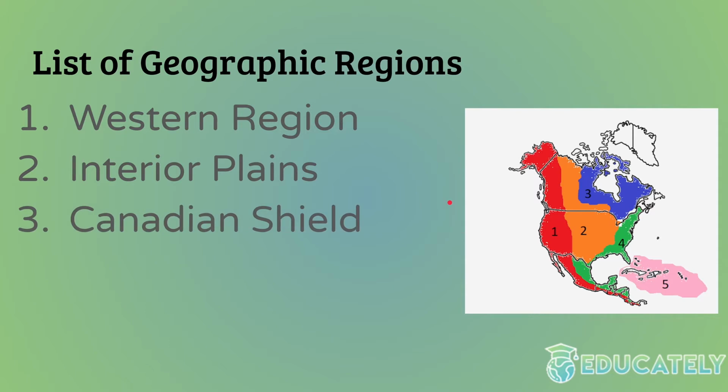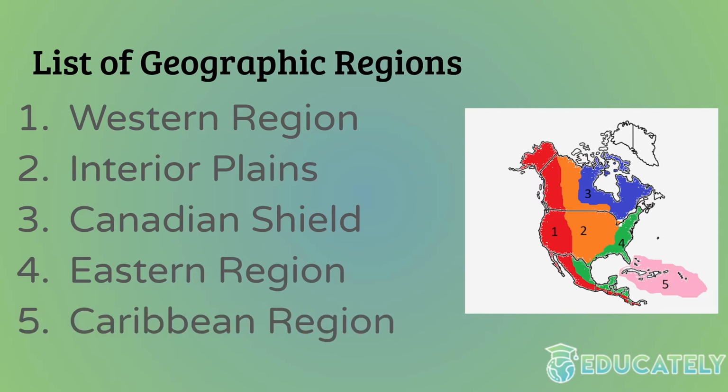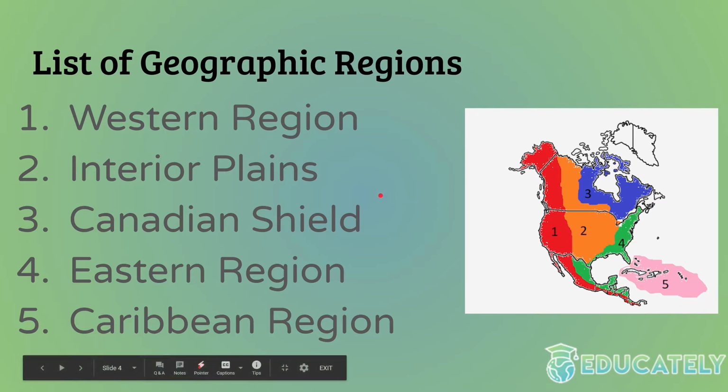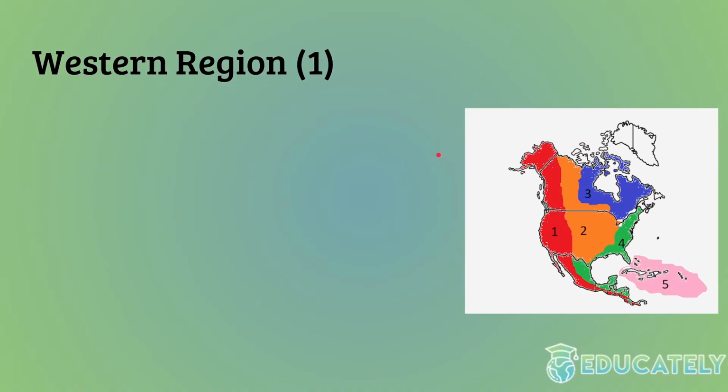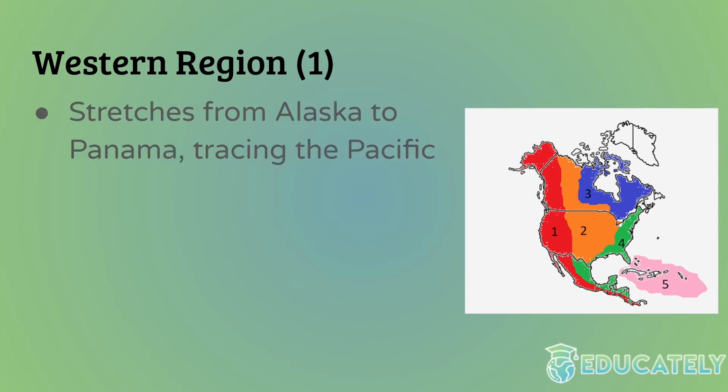Next up, we have the Canadian Shield. It's the bluish purple color. We have the Eastern region in green, and then we have the Caribbean region in pink right here. Again, the part that's not highlighted, you can think of as an Arctic area, but we're not going to cover that in this video. So first, let's begin with the Western region. Again, it's numbered 1, so it's the red region.